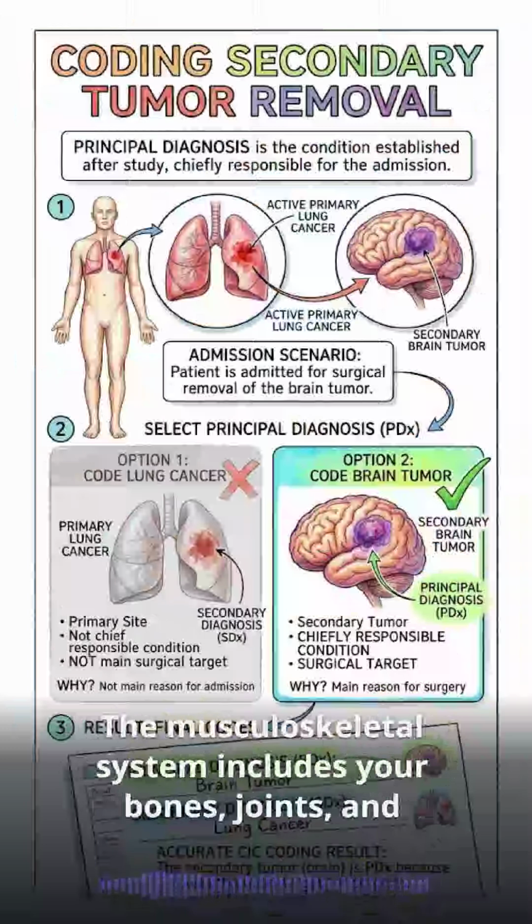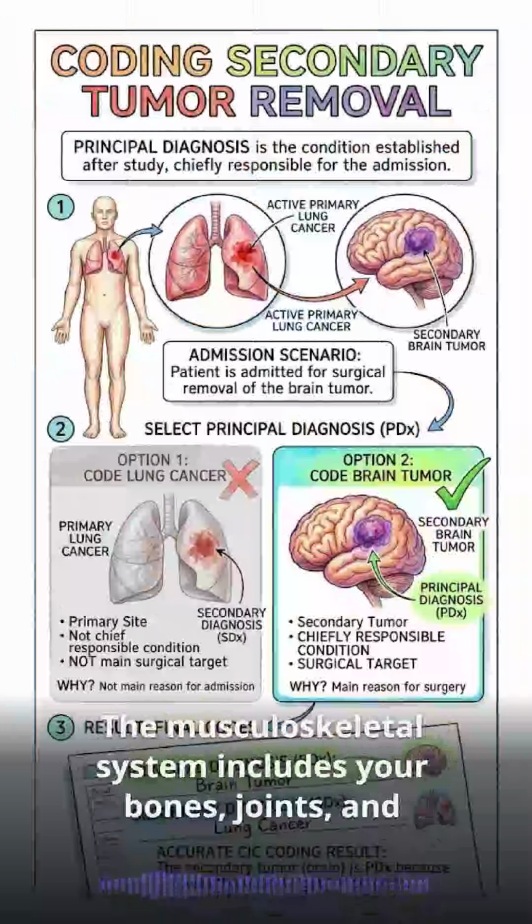You also need to know if the fracture is traumatic, or if it is a pathological fracture. A traumatic fracture happens from an accident, like falling down the stairs or a car crash. A pathological fracture happens because a disease like cancer or osteoporosis made the bone weak. Never code a traumatic fracture code if the bone broke just because the patient is very sick.